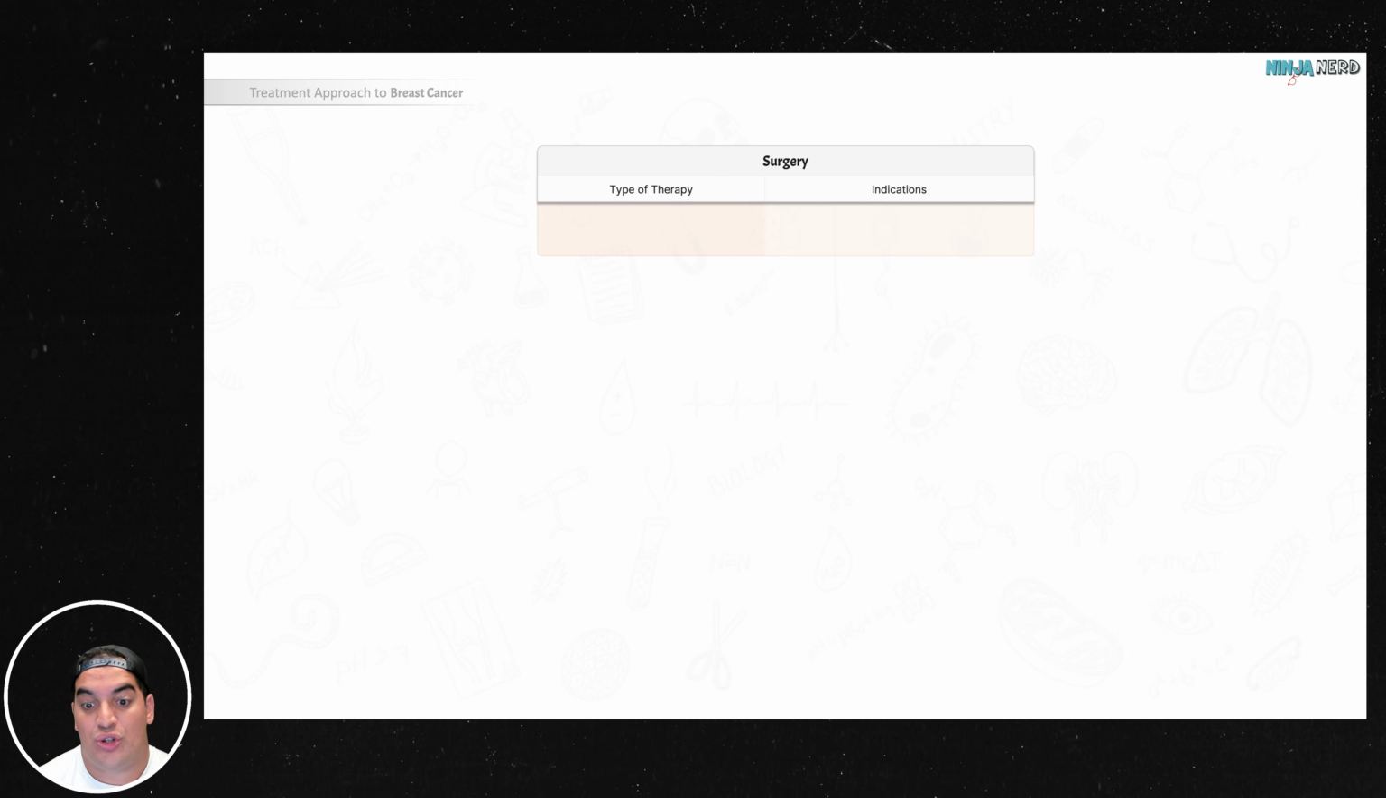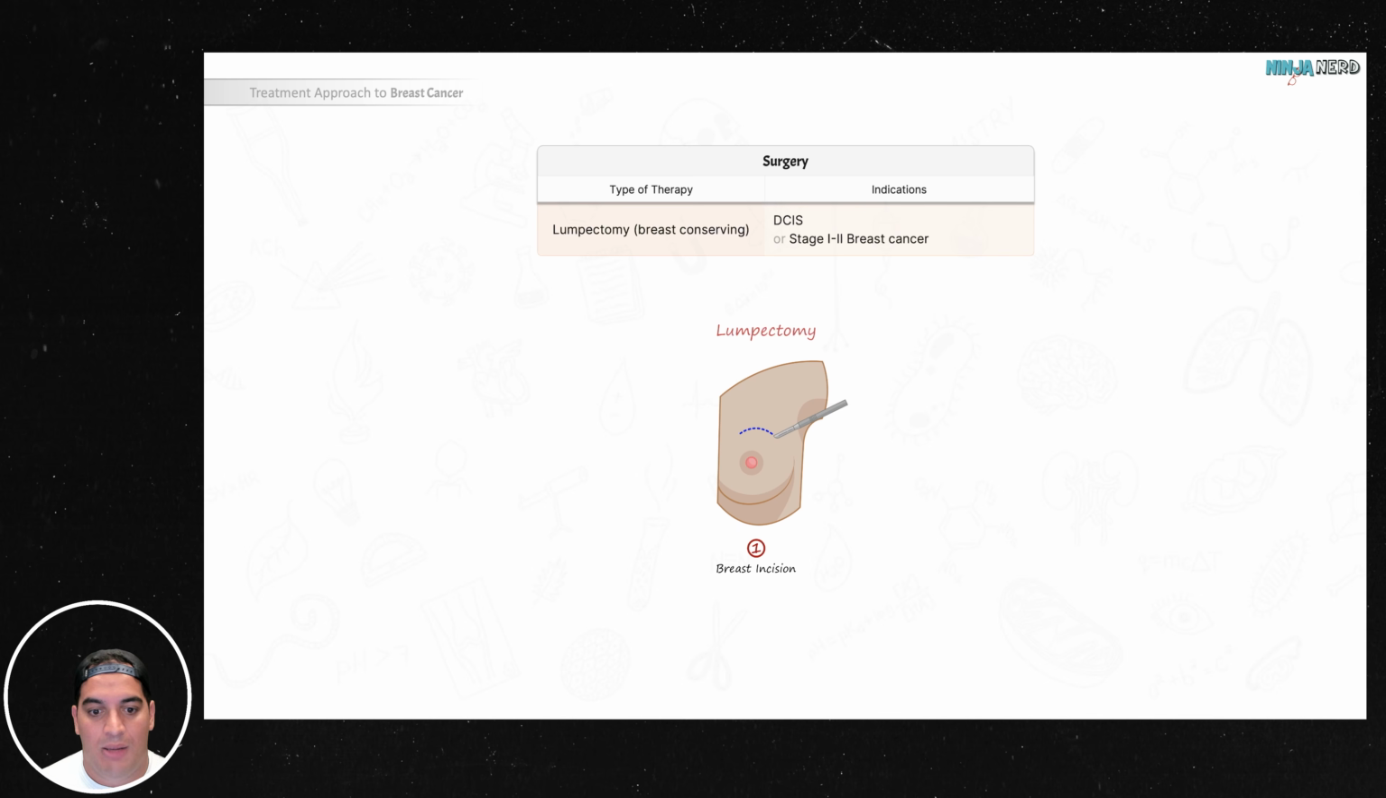The next thing is surgical intervention. Obviously, this is the best case scenario for anything from stage 0, so ductal carcinoma in situ, all the way up to stage 2. We can cure this with minimal invasive strategies. So what's called a lumpectomy. And so it's going to cut tissue, but it's not going to cut out the entire breast. It's breast conserving. And this is really good for ductal carcinoma in situ or stage 1 and 2 breast cancer, because you're finding where the tumor is, you're going to make an incision, you're going to pull out that tumor, and you're going to suture it up. Done. That would be the best case scenario.